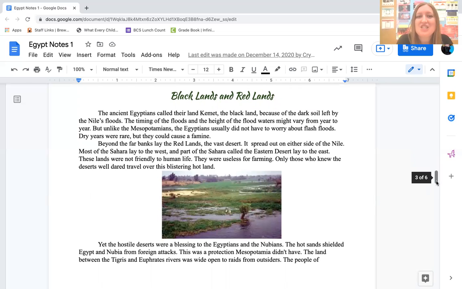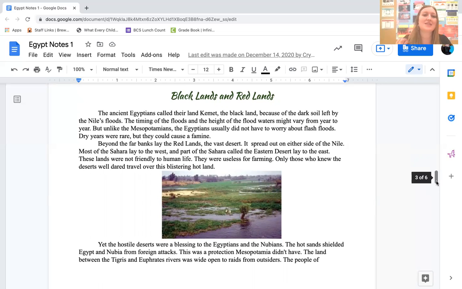Black lands and red lands. The ancient Egyptians called their land Kemet, which means the black land, because of the dark soil left by the Nile's floods. The timing of the floods and the height of the flood waters might vary from year to year. But unlike the Mesopotamians, the Egyptians usually didn't have to worry about flash floods. Dry years were rare, but they could happen and they could cause famine if they did. But still nothing like what we saw in Mesopotamia.